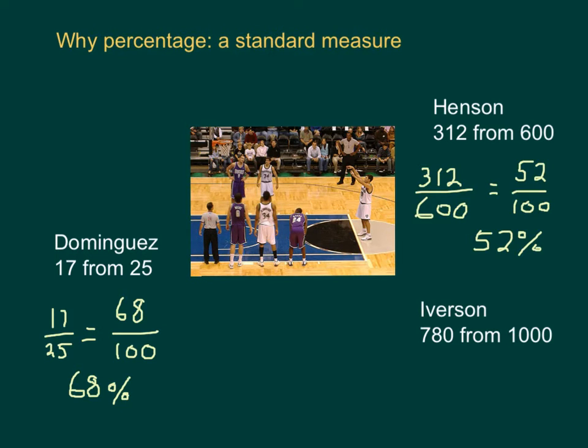If Henson's making 312 out of 600, to work out how many he'd make out of 100 shots, I need to divide by 6, 52%. And in the same way, 780 from 1,000 would mean I'm making 78 for every 100. And now I've got a standard measure. I can see, well, Iverson makes the highest proportion, and then it's Dominguez, and then it would be Henson.